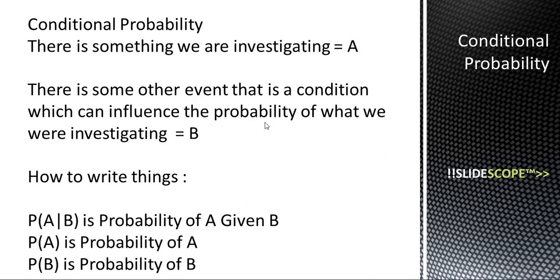In case of conditional probability, first we assume that there is something we are investigating or considering. We can name it as A. This is event A, something that we are investigating. Then there is some other event that is a condition which can influence the probability of what we are investigating. So this is the given part. The way to write it is P(A | B).